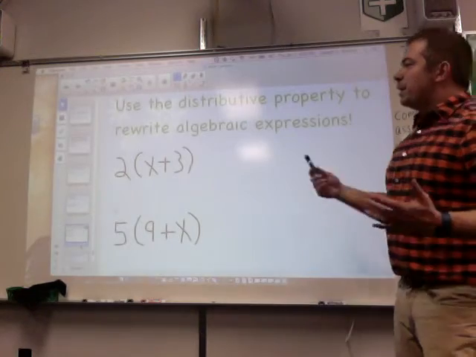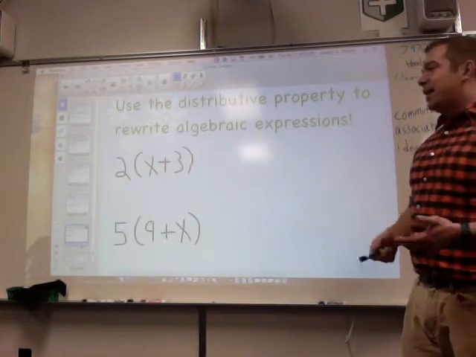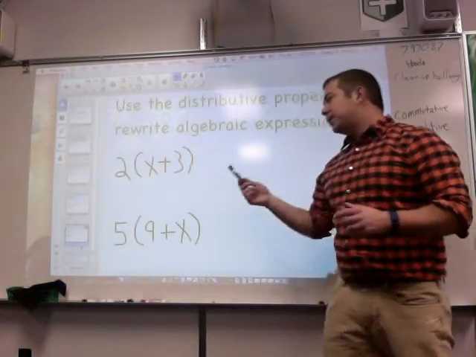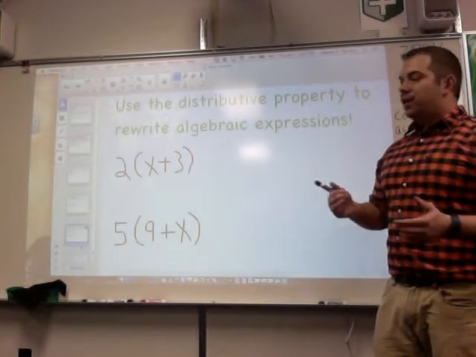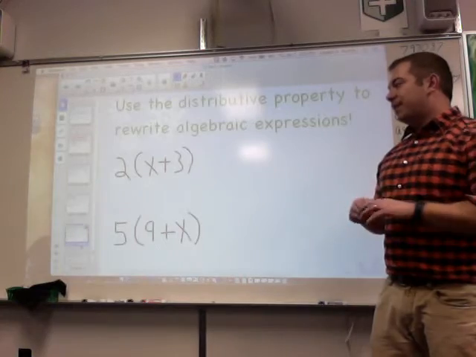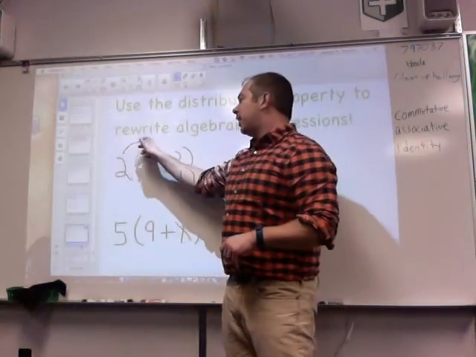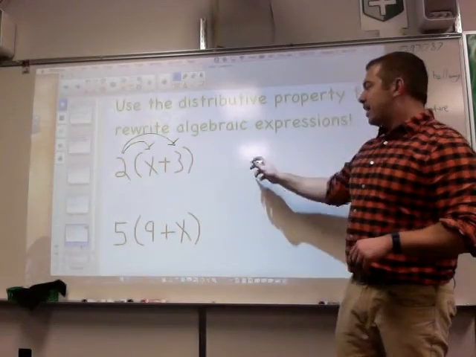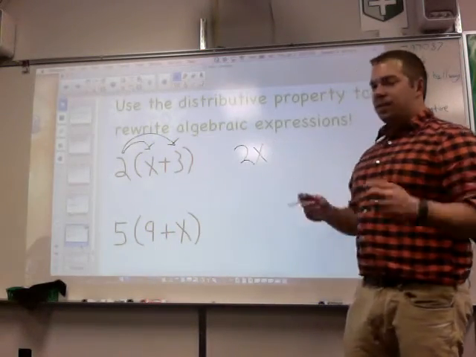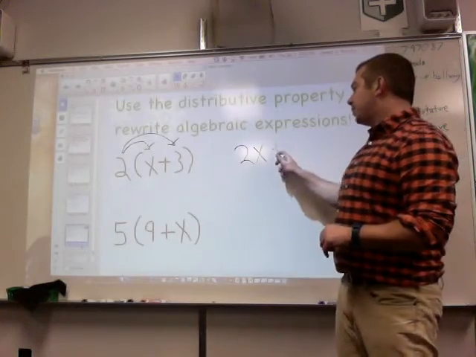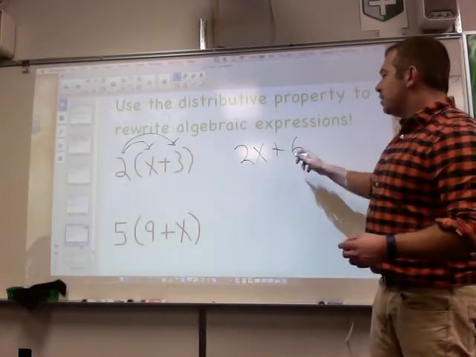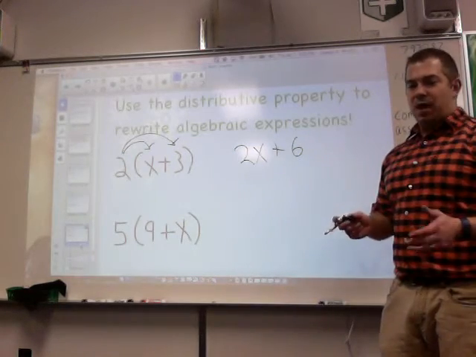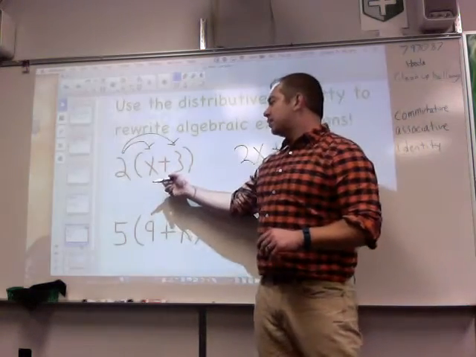All right, we could also use the distributive property to rewrite algebraic expressions. So I have 2 times, parentheses, x plus 3. Now I don't know what x is right now, but I could rewrite this. I don't have to really solve for anything, but I'm going to rewrite it. So 2 times x equals 2x, because I don't know what x is. And 2 times 3 equals 6. So this becomes this after I distribute my 2. I'm distributing my 2 to my x and my 3.